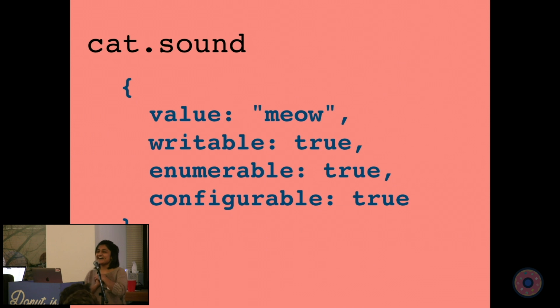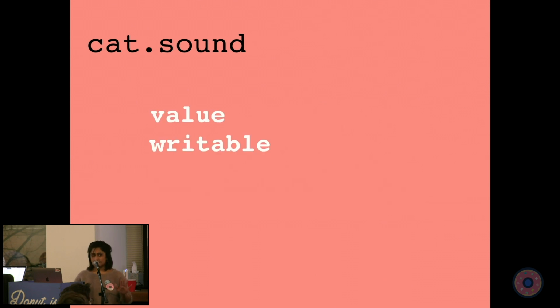So when you look at an object's property, for example, sound, you can see that its descriptor has 4 keys on it. In this case, we see it has value, writable, enumerable, and configurable. We're going to start by just looking at 2. Let's look at value and writable.